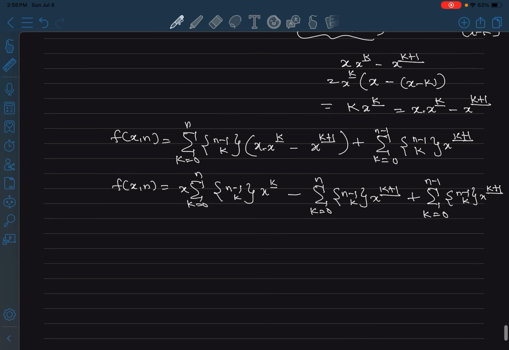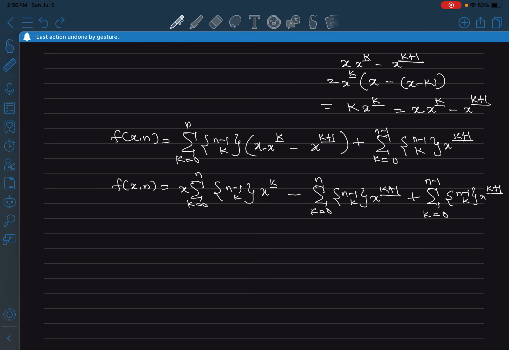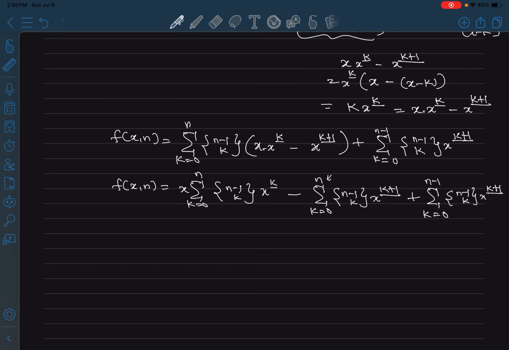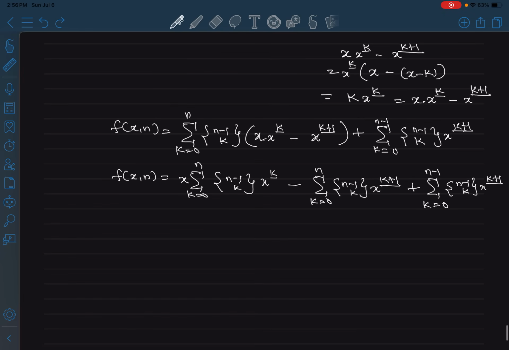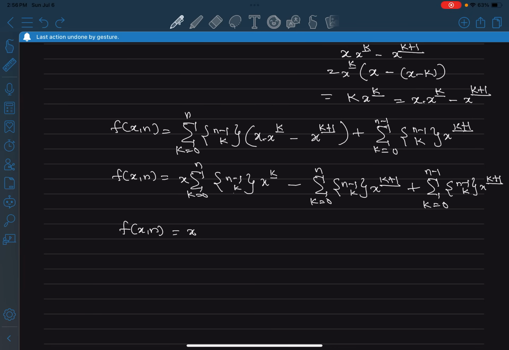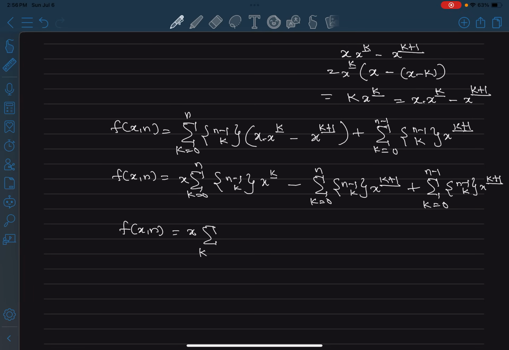Now notice that in this expression, since there's this n minus 1 with k, at k equals n the k will be bigger than n minus 1. So the last term will just be 0, because that's invalid and defined to be 0. So f(x, n) equals x times this, where over here also the last term will be 0. So this is effectively the same as the sum going from k equals 0 to n minus 1, because (n-1 choose n) is just 0. The lower number should be less than the upper number.